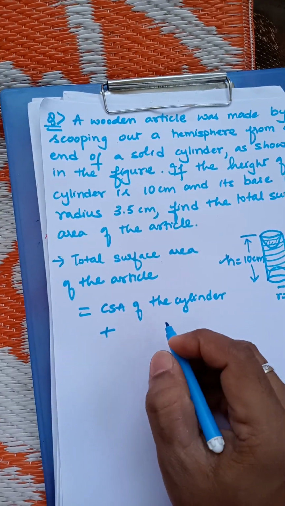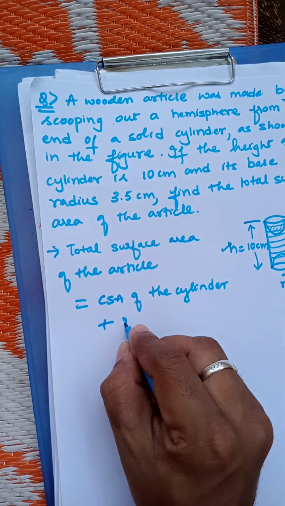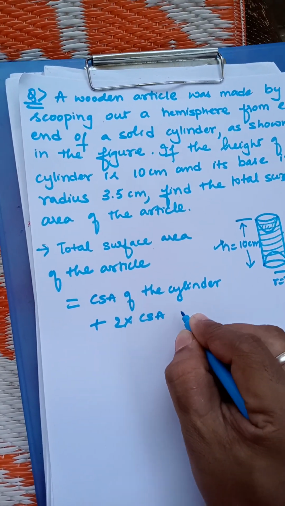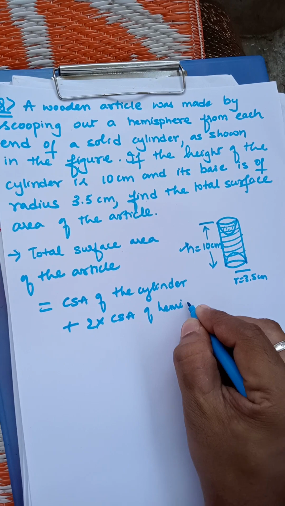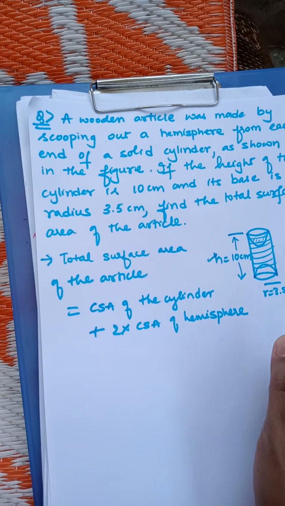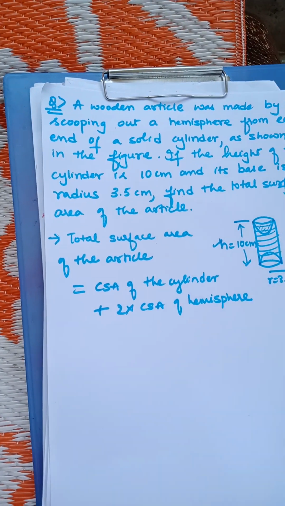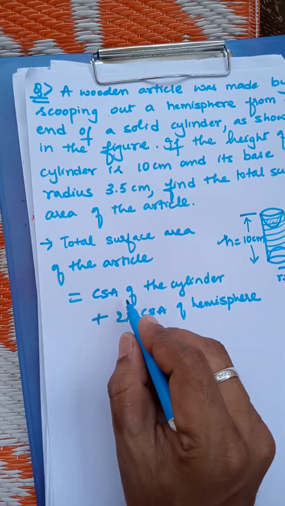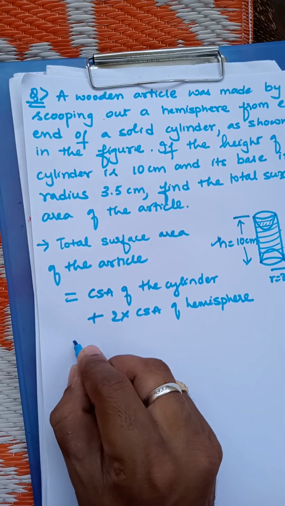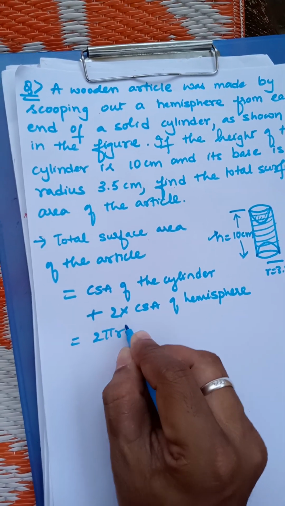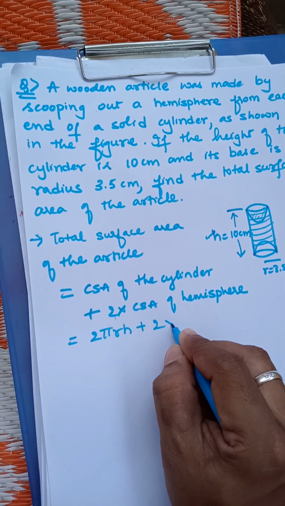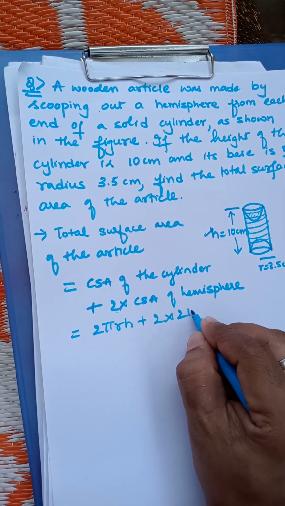Anyways, coming back to this problem, TSA of the article will be equal to CSA of the cylinder plus 2 into CSA of hemisphere, because these are the surfaces you will be able to paint if you are given this wooden article for painting. Now CSA of the cylinder will be 2 pi RH, plus 2 into CSA of hemisphere, which is 2 pi R square.